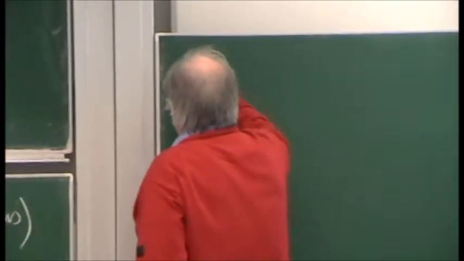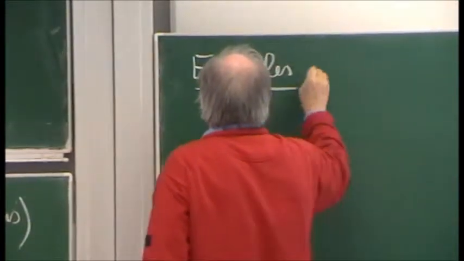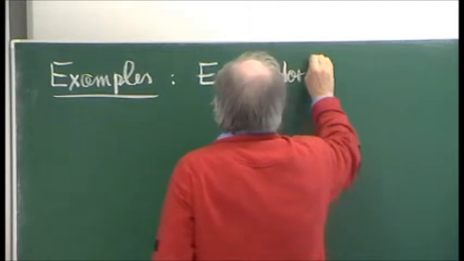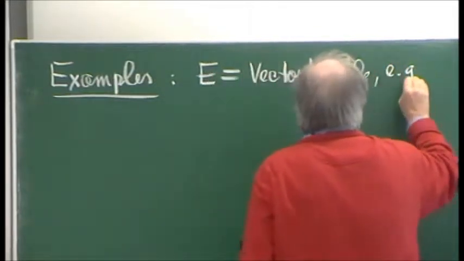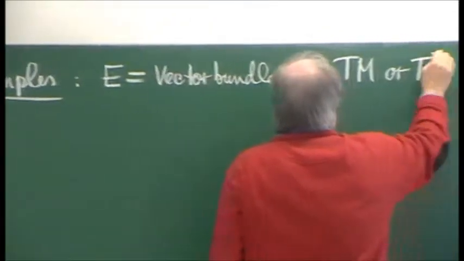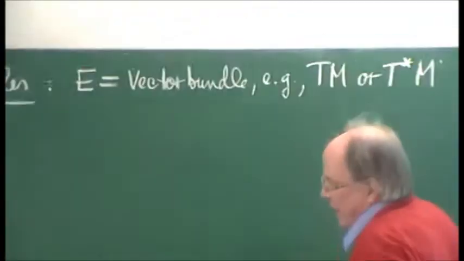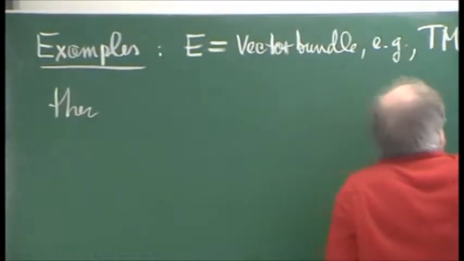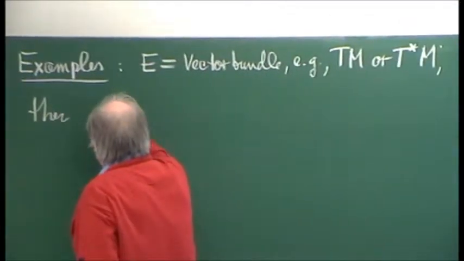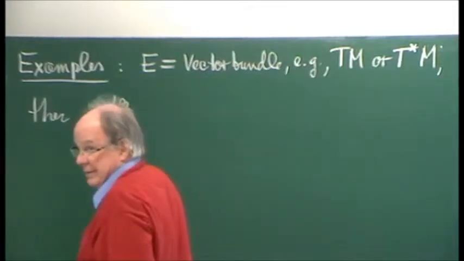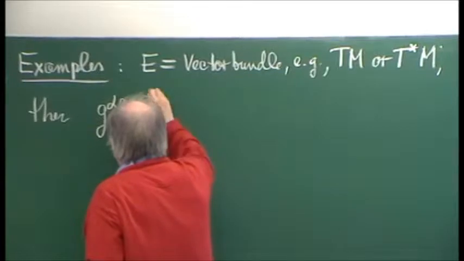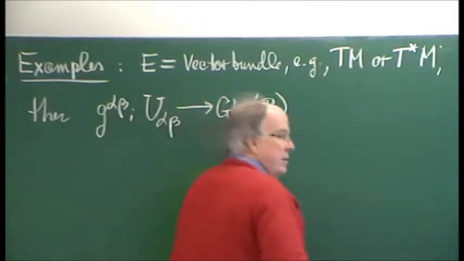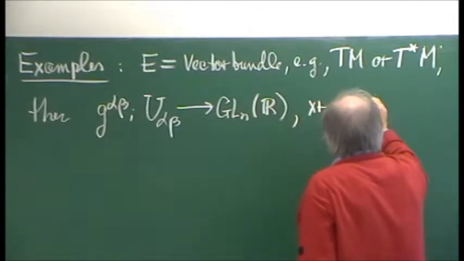Now, examples. If the fiber bundle is, for example, a vector bundle, for the time being, just think about the tangent bundle or something like this. And here I even asked you as a homework exercise to compute these changes of variables. Then G alpha beta is a mapping from U alpha beta into GL(n, R). Every x gets a transformation.